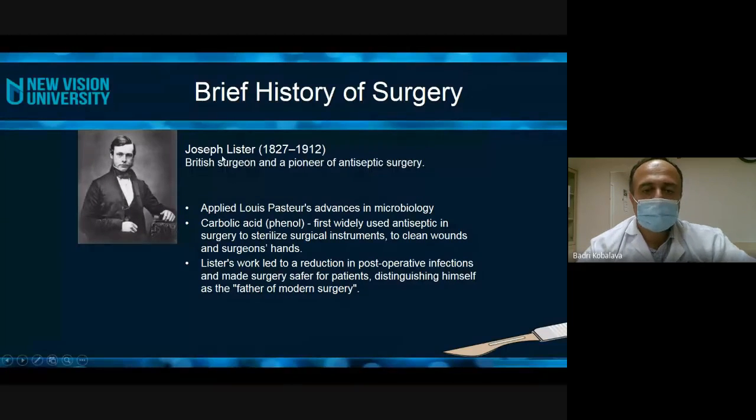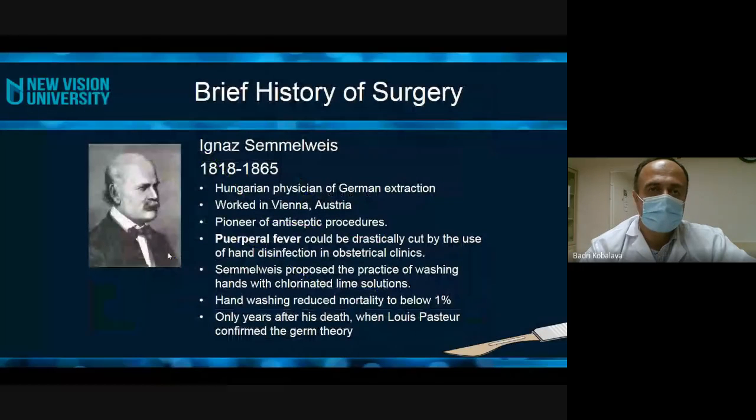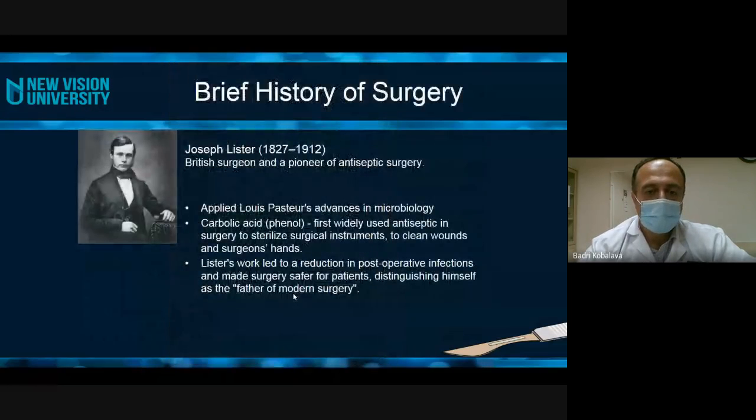Lister was a young professor who used his charm and authority to popularize the same idea which was introduced by Semmelweis, the same idea. So to use antiseptic solutions to kill the microorganisms. He used carbolic acid or phenol as antiseptic.